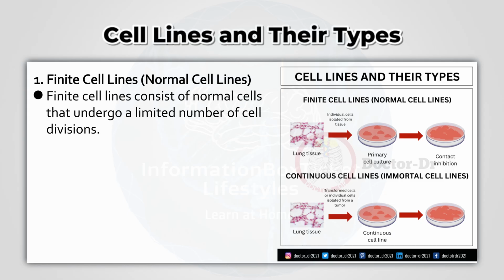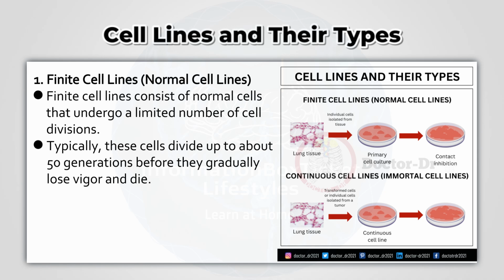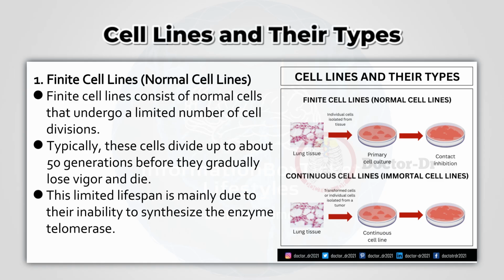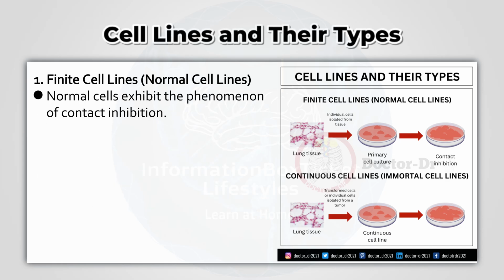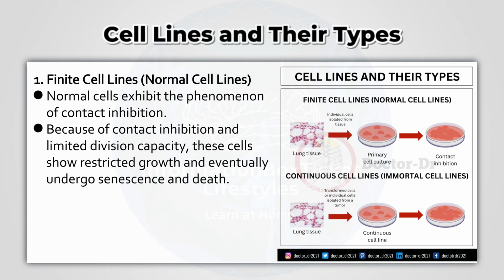Finite cell lines consist of normal cells that undergo a limited number of cell divisions. Typically, these cells divide up to about 50 generations before they gradually lose vigor and die. This limited lifespan is mainly due to their inability to synthesize the enzyme telomerase. Normal cells exhibit the phenomenon of contact inhibition. Because of contact inhibition and limited division capacity, these cells show restricted growth and eventually undergo senescence and death.